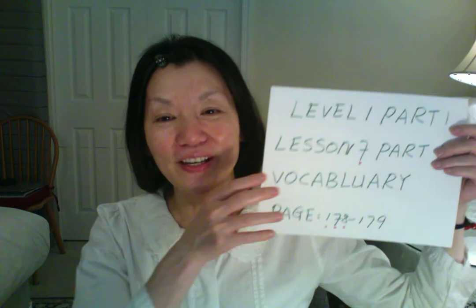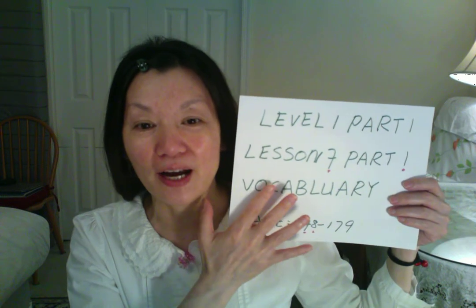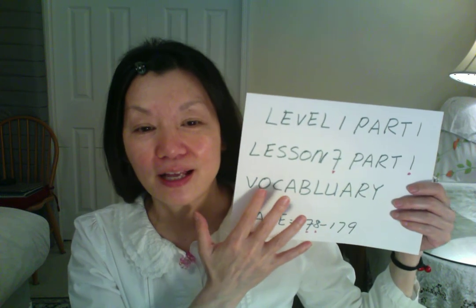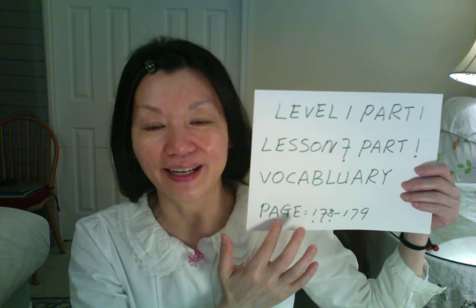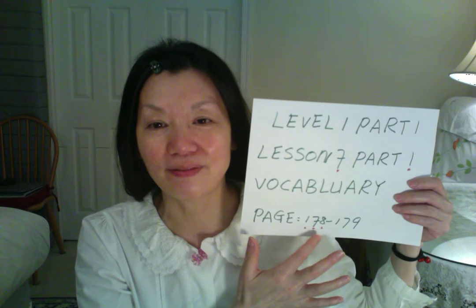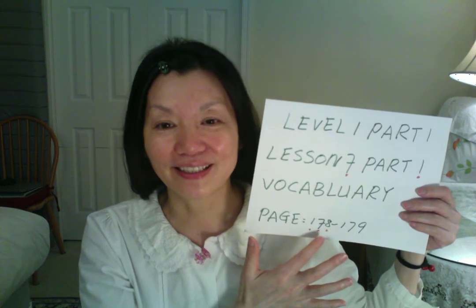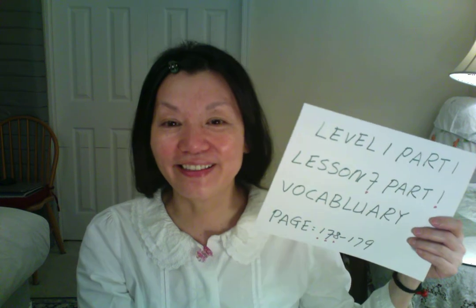Okay, in this video, we are going to practice pronunciation and vocabulary three times. The vocabulary is from Lesson 7, Part 1. You can see the page here, 178 to 179. First, I do English and the Chinese character with the pinyin.